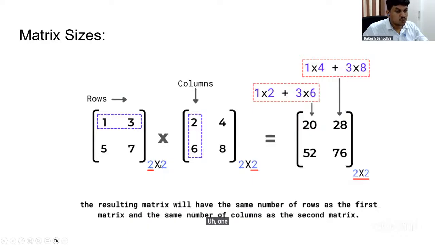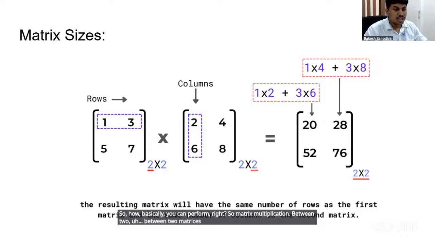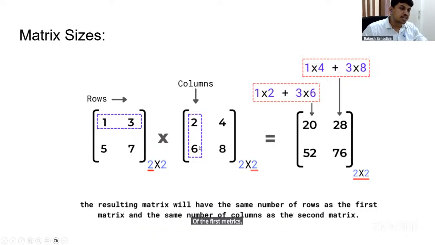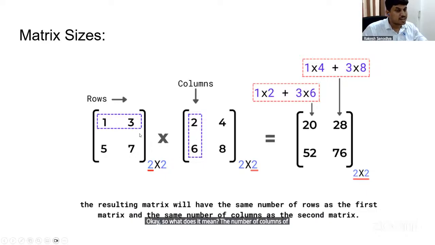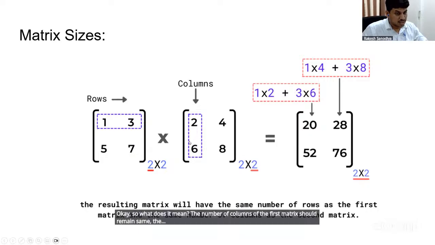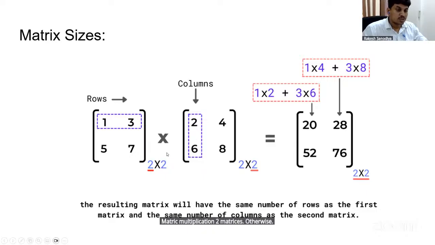So two matrices are given to you, one matrix of size 2 cross 2, another matrix of size 2 cross 2, right? So how can you perform matrix multiplication between two matrices? The outer size of the first matrix should match the inner size of the other matrix. So what does it mean? The number of columns of the first matrix should be the same as the number of rows of the second matrix. Then only you can perform the matrix multiplication, otherwise you may not be able to do it, right?